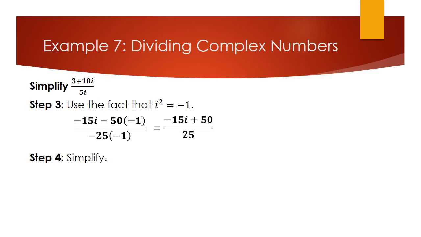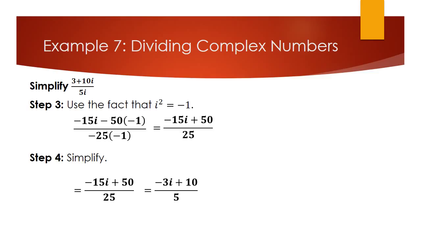The last thing we're going to do is finish simplifying it. I know that I can divide every part by 5. So when you're looking at this, you need to make sure that you can divide this part, and this part, all 3 parts by a value. I can divide them all by 5. That gives me negative 3i plus 10 over 5.